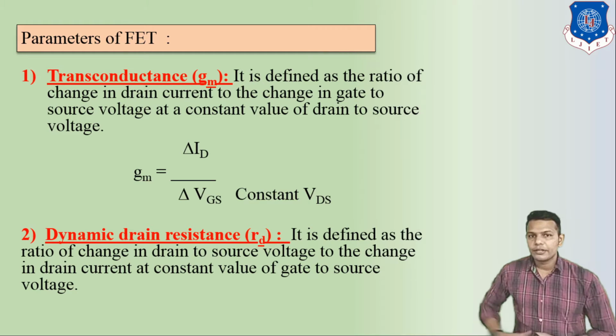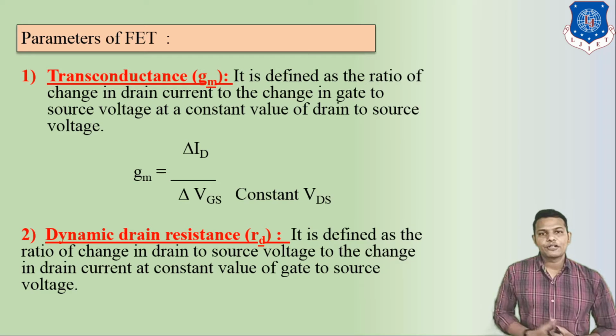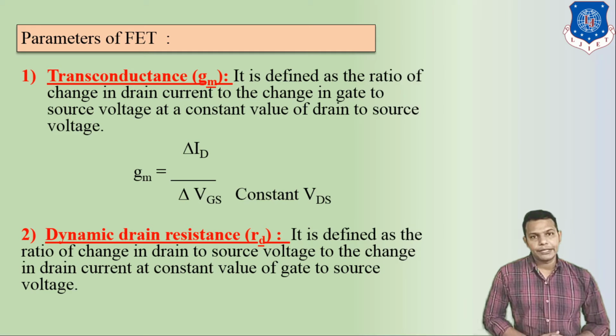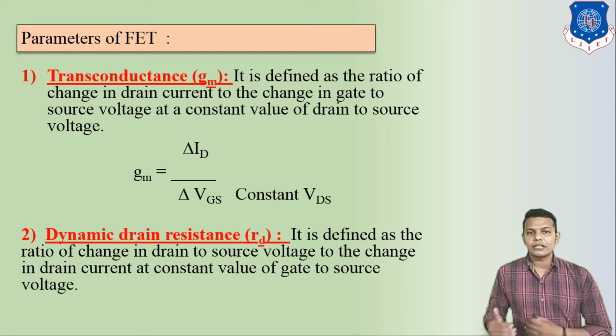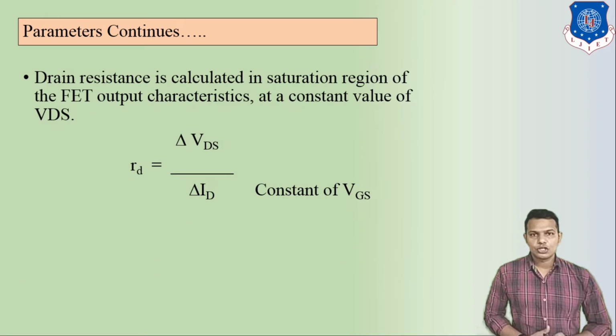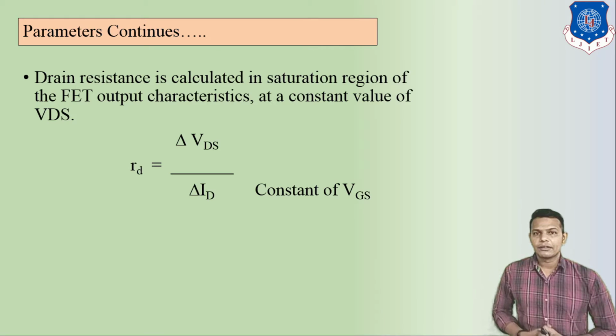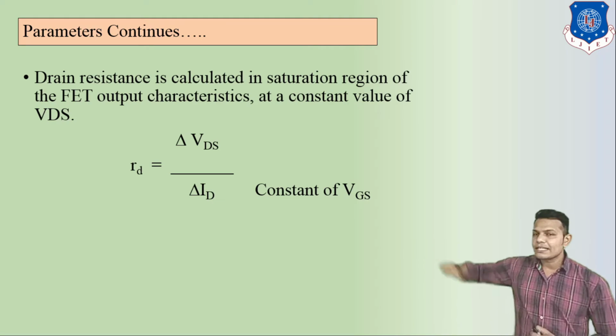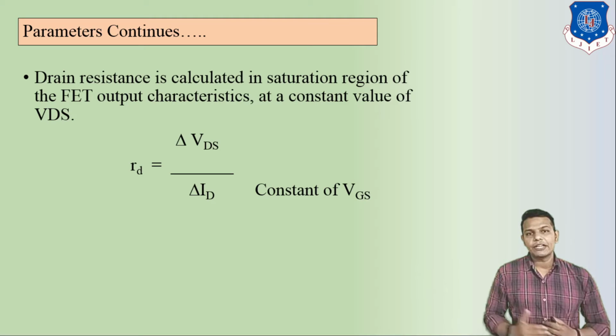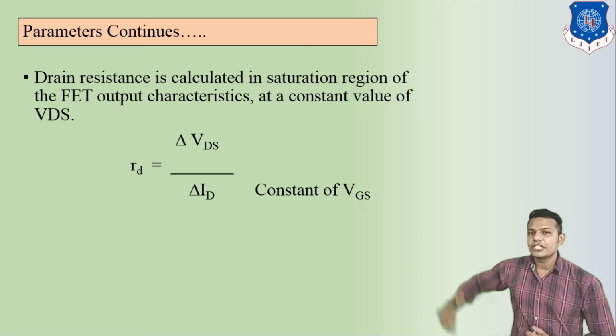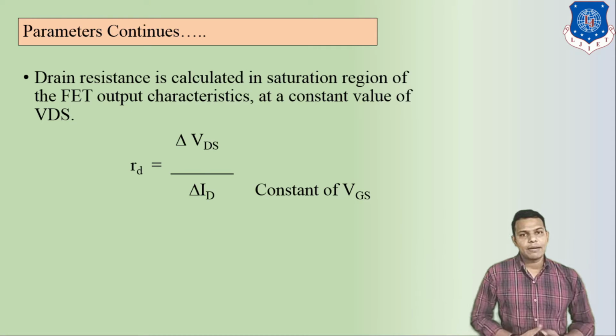Parameter number 2 is dynamic drain resistance, which is known as RD, and it is the ratio of change in drain to source voltage to the change in drain current at a constant value of gate to source voltage. This is the equation of RD, dynamic resistance: RD is equal to delta VDS upon delta ID at constant VGS. So this is the second parameter.